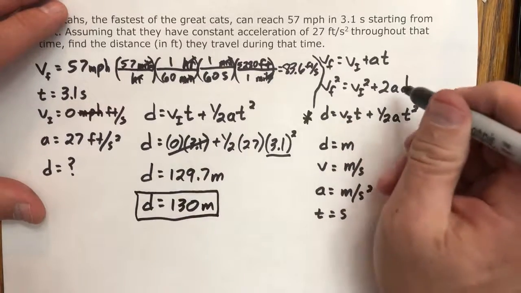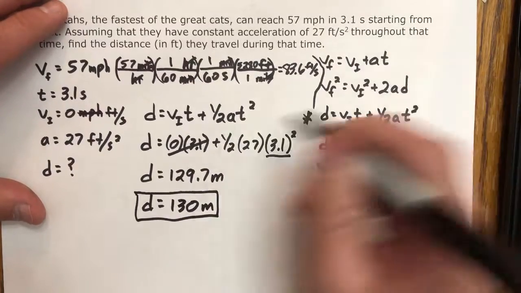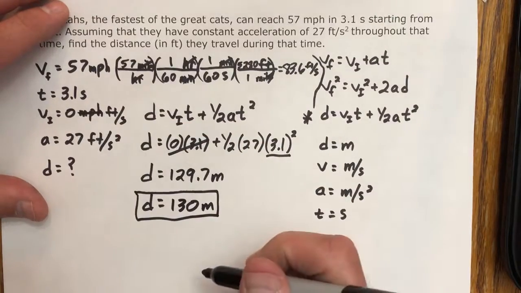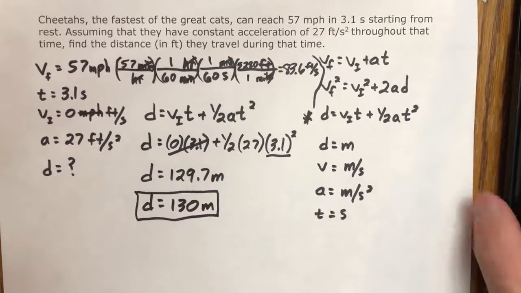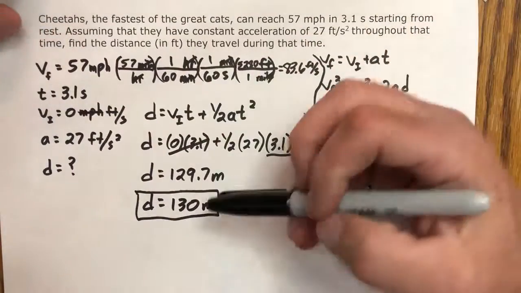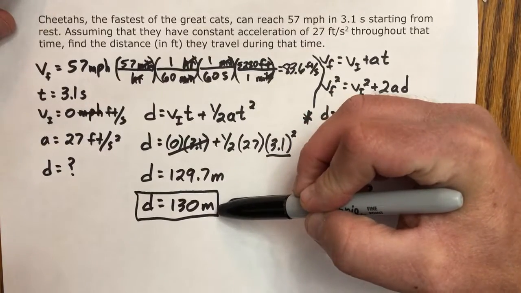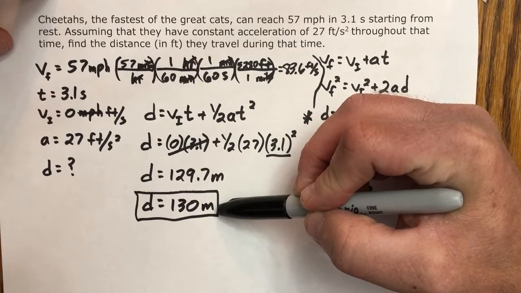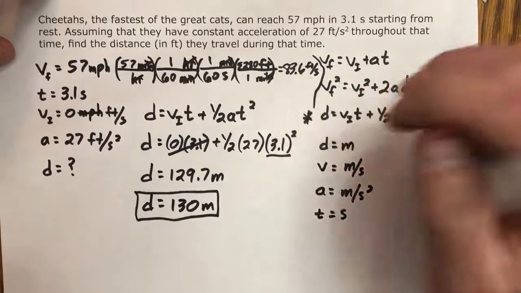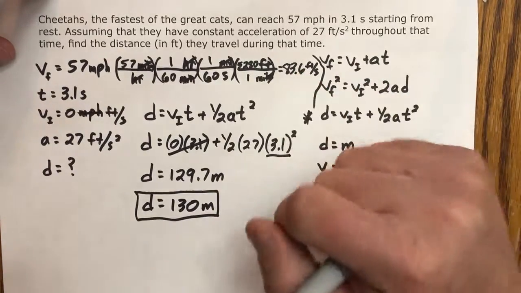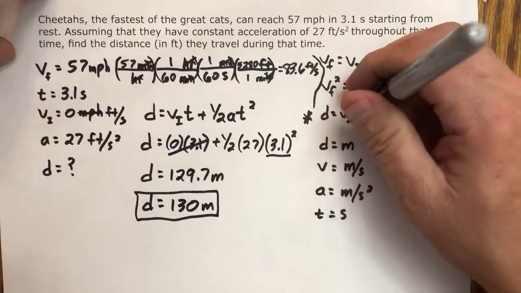Now, if I chose this equation and I solve for the D using these numbers, I would get the exact same answer. This is a multiple choice quiz or assessment, so we want to make sure that we understand just because I get 130, the multiple choice might say 131 or it might say 129. It just depends on how they rounded and how many significant figures they took from here. So just be aware of that.